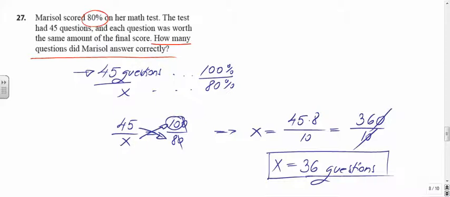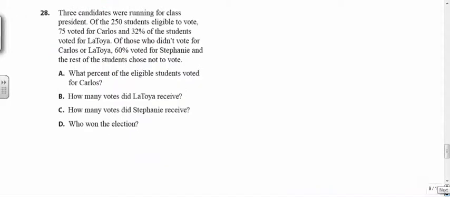Hopefully it does. How about another problem? Okay, problem number 28. How can we solve this one? What do you guys think? Obviously, you have to read the problem. 3 candidates were running for class president. Of the 250 students eligible to vote, 75 voted for Carlos, right?